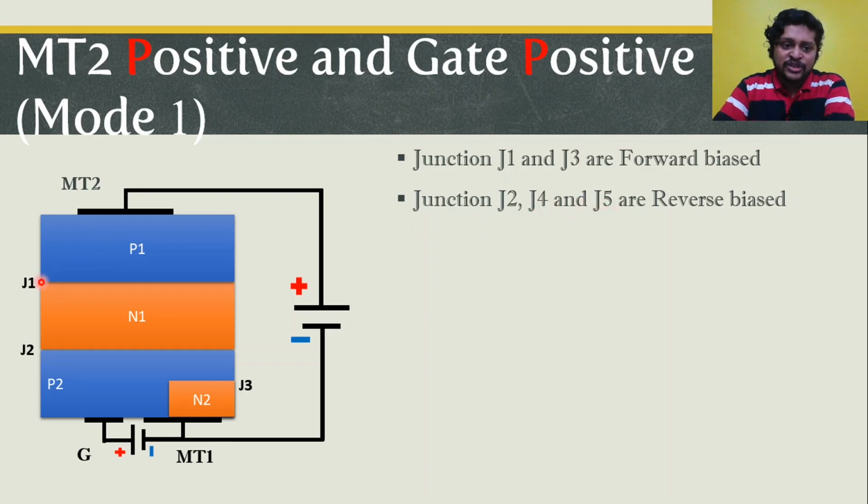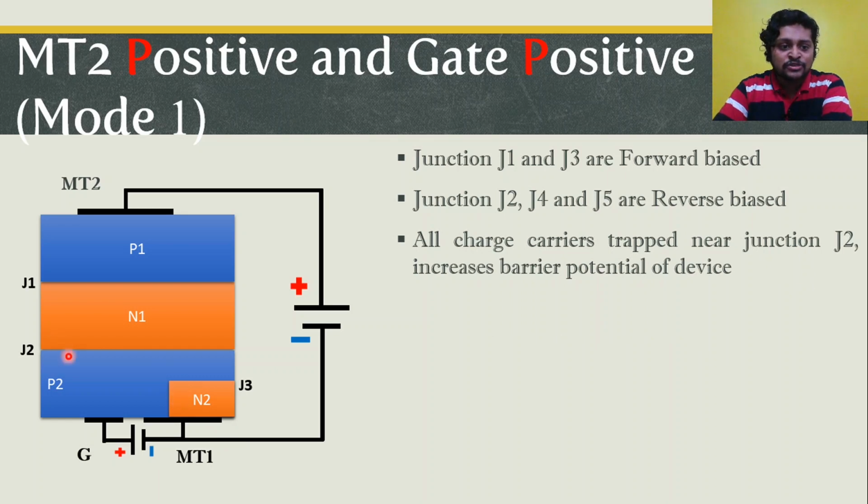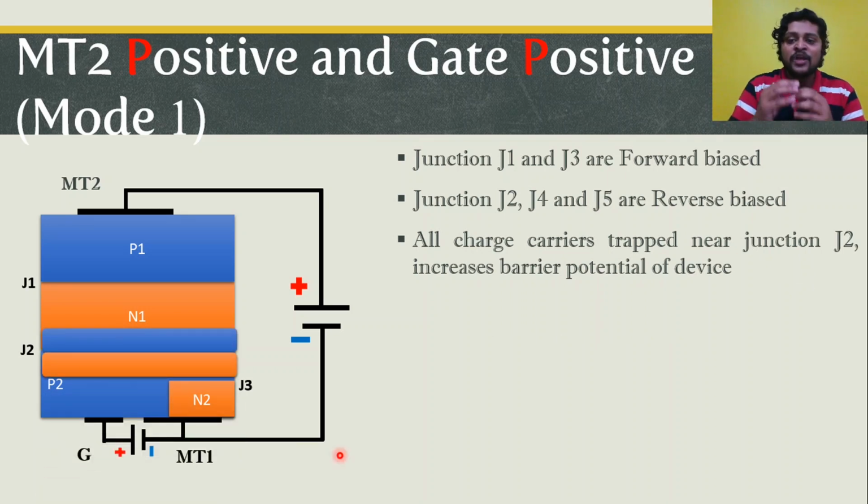Now, as junctions J1 and J3 are forward biased, the charge carriers get transferred within the device. But as junction J2 is reverse biased, all the charge carriers get accumulated near junction J2, which increases the width of the depletion region of J2. And as the width of the depletion region of J2 increases, obviously the barrier potential will increase. And as the barrier potential of the device increases, there will not be any movement of charge carriers from the N1 region to the P2 region or from the P2 region to the N1 region.